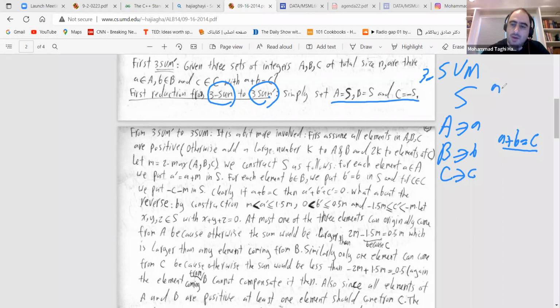Because in the three-sum, we want to have a plus b plus c equal to 0. And in the three-sum prime, we wanted a plus b is equal to c. So that's the only difference, and that's the reason that we have minus S. Other than that, each of them is just equal to S. So that's the easy part. Now the more interesting part is this one, from three-sum prime to three-sum. Good. Let me just clean everything. Any question so far?